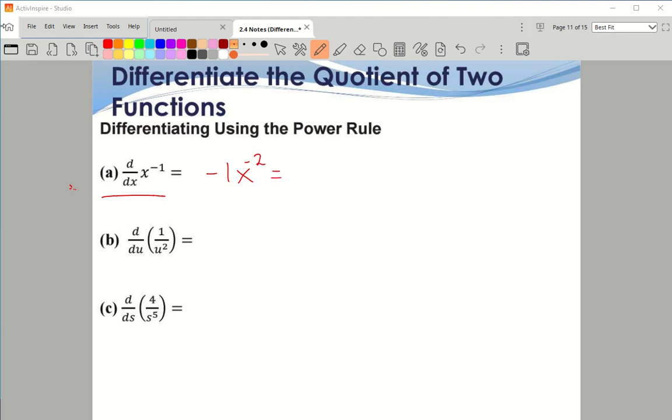Now, can I rewrite this? Because a lot of times they ask you to rewrite it with no negative exponents. There we go. Okay. So I'm going to rewrite this. So this is going to give me -1 over x, and as it moves across the divisor, it changes signs. So it goes from a -2 to a +2.